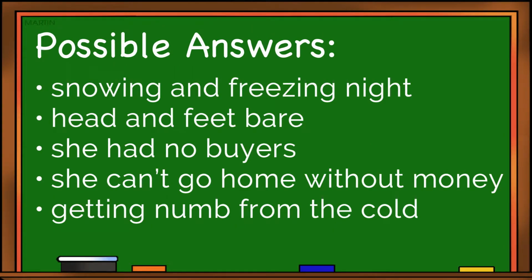Amazing! Aside from these words, the following phrases also help us. First, snowing and freezing night. Second, head and feet bare. She had no buyers. She can't go home without money. Getting numb from the cold. Great! By answering these questions, you are now on your way to infer the speaker's tone and mood. Mood and tone are important because they help create the meaning of the story.